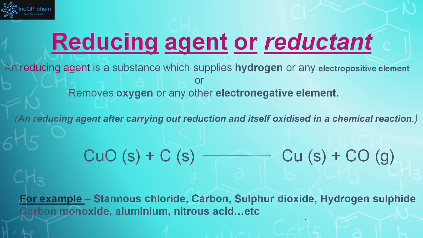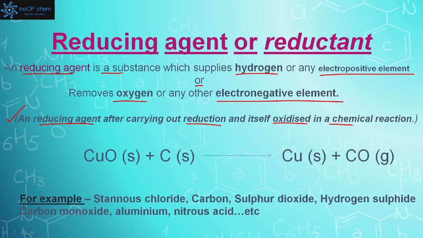Now, what is a reducing agent or reductant? A reducing agent is a substance which supplies hydrogen or any electropositive element in the reaction, whereas you can also define it as it removes oxygen or any electronegative element from the reaction. Now again it is very important to note here that a reducing agent, after carrying out reduction, is itself oxidized in a chemical reaction, just opposite to the oxidant or oxidizing agent.